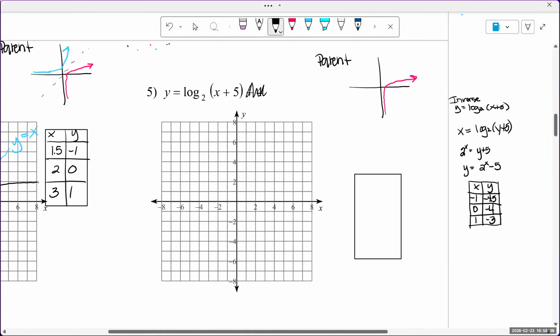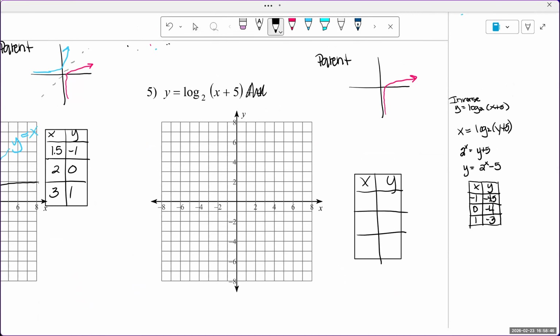That is the inverse function. That is the exponential. So now, since my two functions are inverses of each other, I'm going to switch the x and the y's to get the table for the log function. -4.5, -1, -4, 0, and -3, 1. So now we know that it hugs what used to be the y-axis.